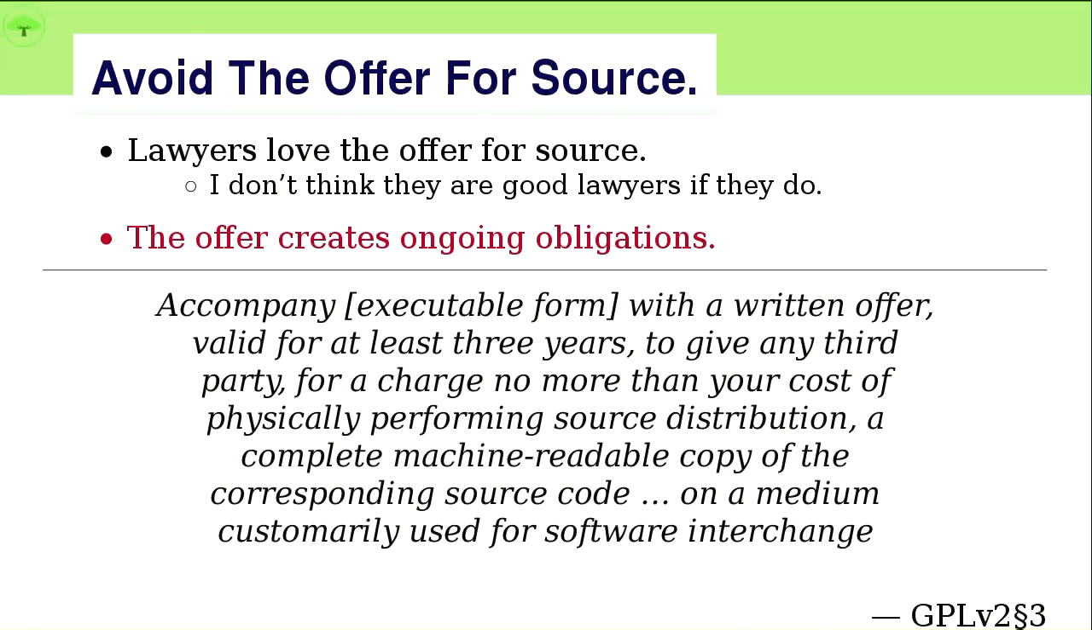The offer for source has this valid for 3 years. So for 3 years, your entire production team has to keep track of, gee, which devices did we put out there, and are they still in the marketplace, and do we have to make source code available? And by the way, it's valid for any third party. That means anyone, not just the person who bought the device, can call you up and say, I heard you got Linux in your device, I want the source code. I saw the offer for source, my friend had it, I want the source code. That's a third party. That has to be valid to any third party.